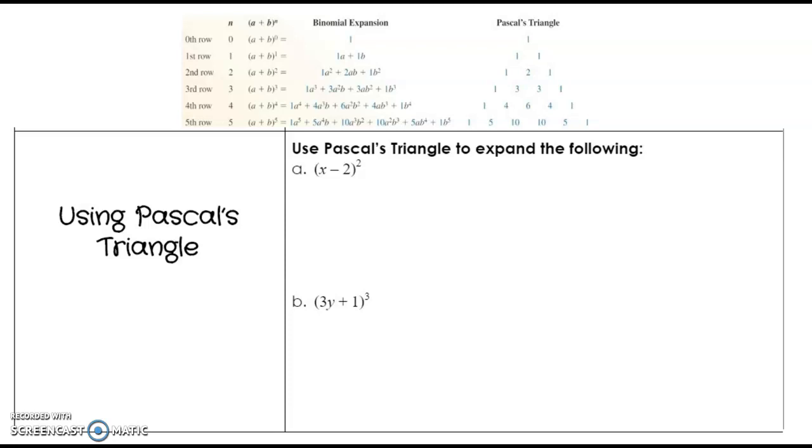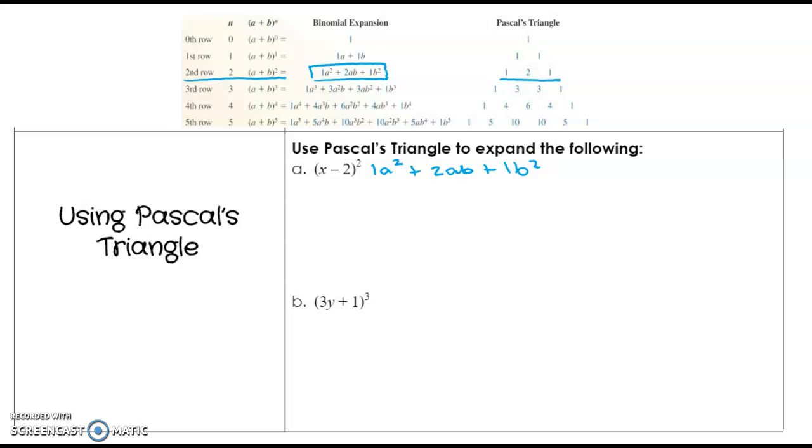So I'm looking at the first one, and I want to use Pascal's triangle to expand x minus 2 to the second power. So since I'm to the second power, I'm going to look at the second row here. And so Pascal's triangle tells me that I should have coefficients 1, 2, and 1. So with those coefficients, I should get 1a squared plus 2ab plus 1b squared.